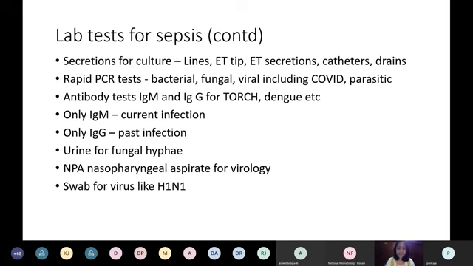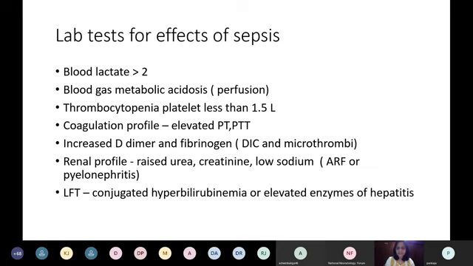So these are all confirmatory tests, because as I initially grouped, we have the tests which can confirm the presence of the pathogen in the blood or the body's response to the pathogen. So these are all confirmatory tests for sepsis.